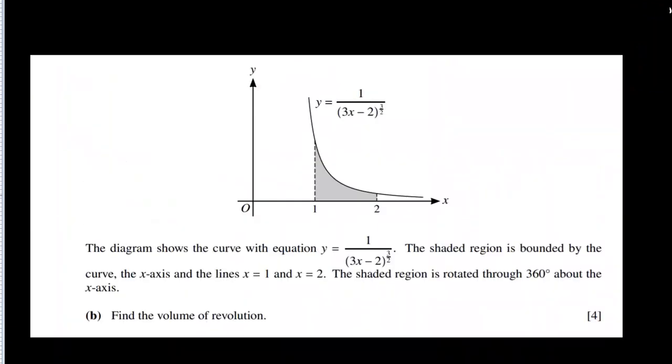Okay, they have given a diagram which shows the curve with equation y equal to 3x minus 2, the same one. The shaded region is bounded by the curve, and x equal to 1 and 2. The shaded region is rotated 360 degrees. All right, if you rotate this, it will become something like this, like the old style loudspeakers we used to see earlier. The shaded region is rotated, and we find the volume of the revolution.